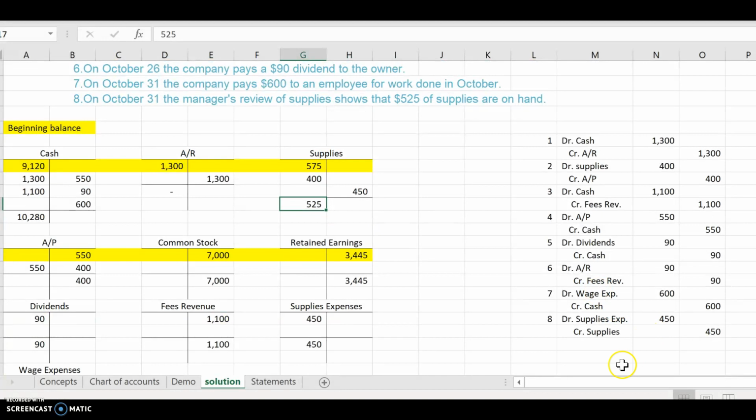So what we would do is that obviously supplies decreases, right? Because we use them for 450. What is the debit side? Because we use the supplies to generate revenue, right? That means it's an expense. So any resources that's used to generate revenues for our firm is called expenses. So this is helping our manager.